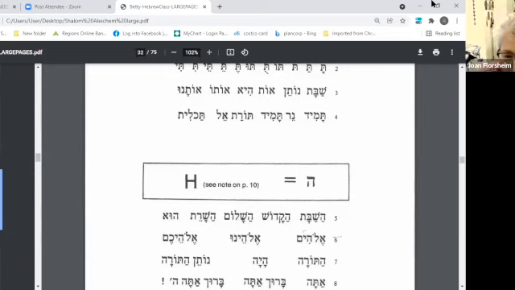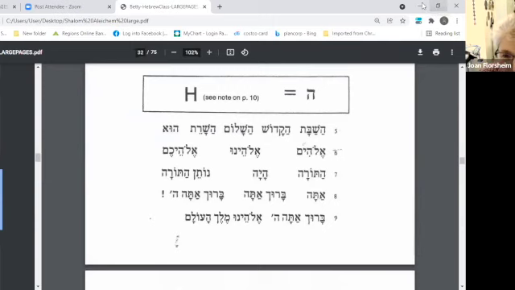Now, if we move along, you've had this word here, the word I blocked out. Torah. So this is Torah. Ha-Torah. The Torah.